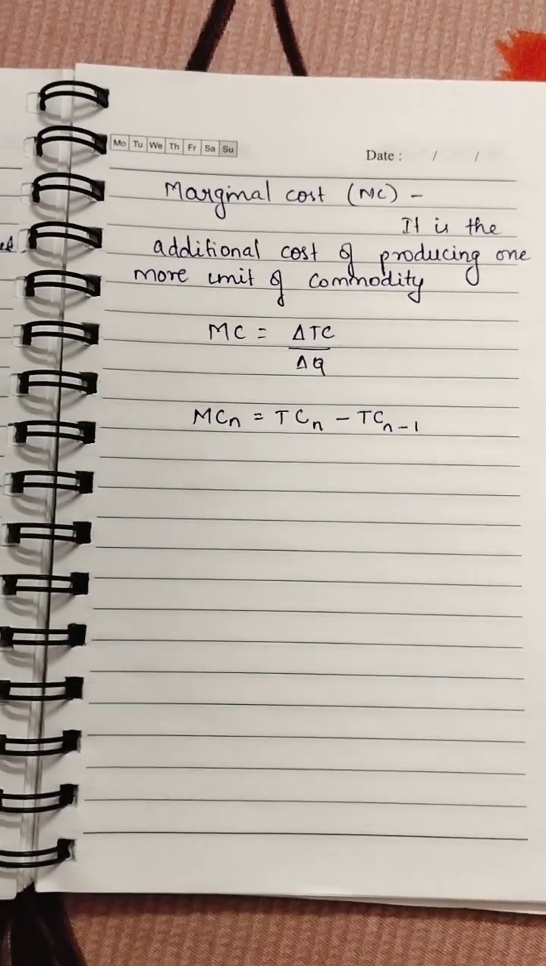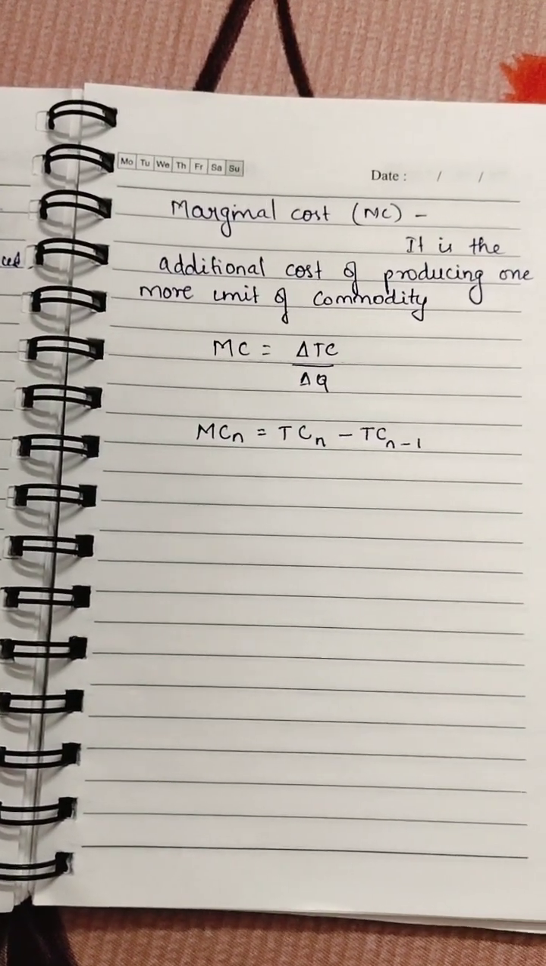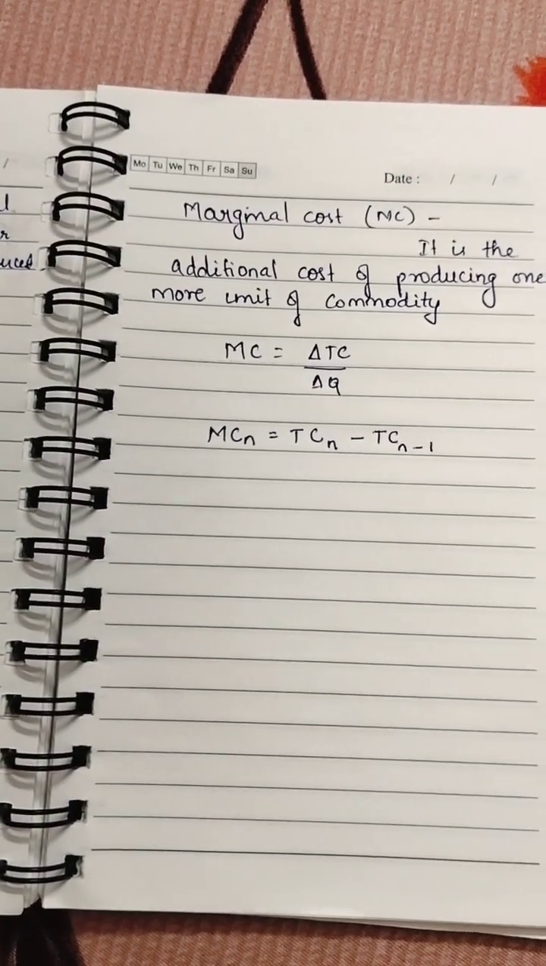In the next video we are going to discuss the graph of average cost and marginal cost and the law of diminishing marginal return.